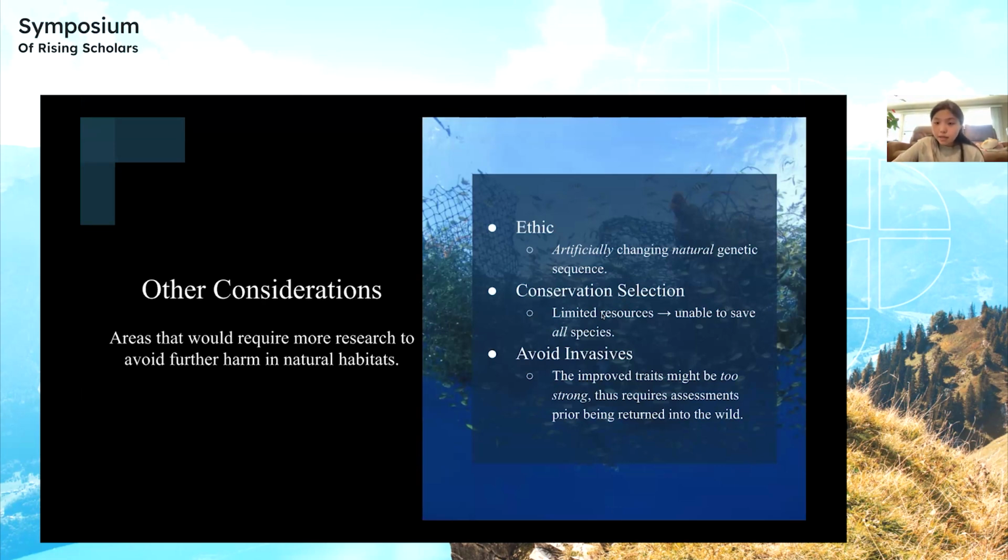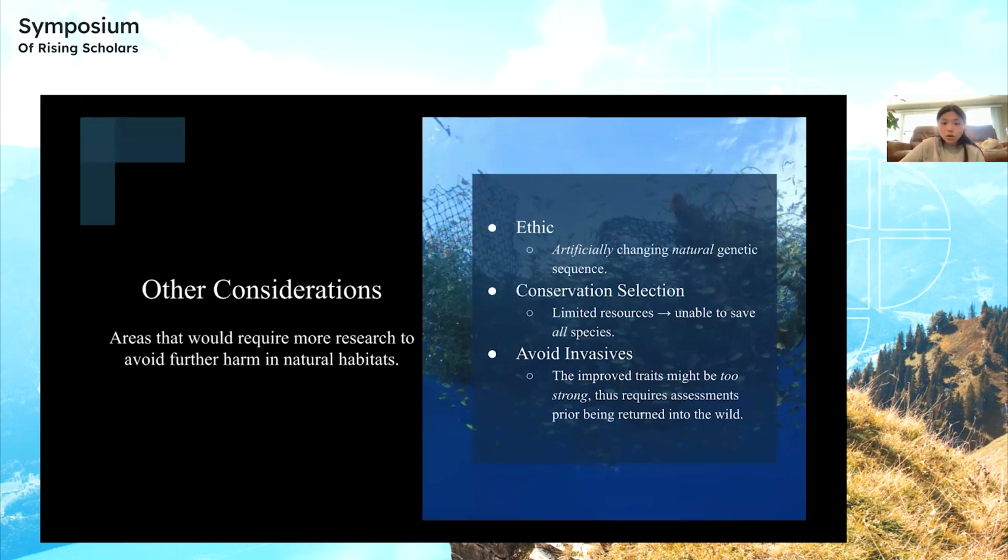And the last consideration I have is about invasives. So assisted evolution is improving a trait of the species, and after improving it, a concern I have is that this improved species might just be too strong to be released back into the wild because it might become an invasive. Therefore, it will require a lot of assessment and considerations to be made prior to returning the individual back into the wild to avoid further harm in the natural habitat.